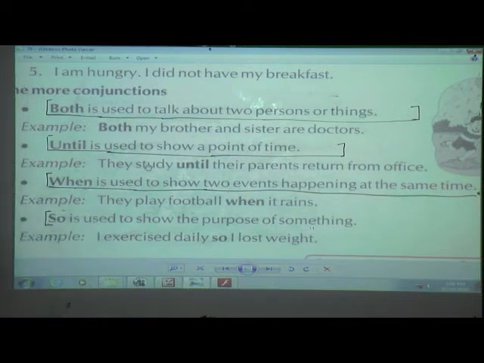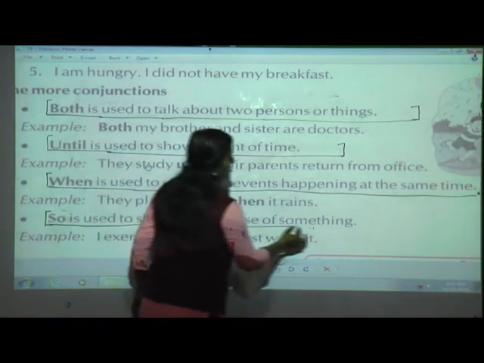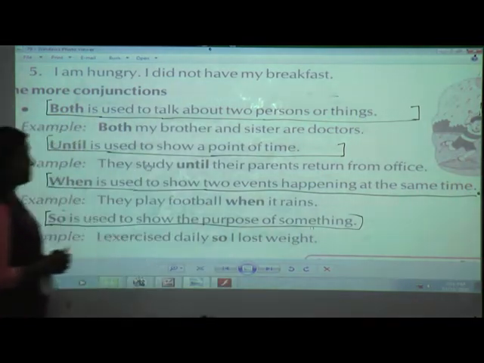Next is what? So. So is used to show the purpose of something. Why is so used? There is some purpose. To show that, we are going to use the conjunction so. Example, I exercise daily. So I lost weight. How did he lose weight? He was exercising daily. What was his purpose of doing the exercise? To lose weight. So I am going to use so. So is used to show the purpose of something. Got it, students?